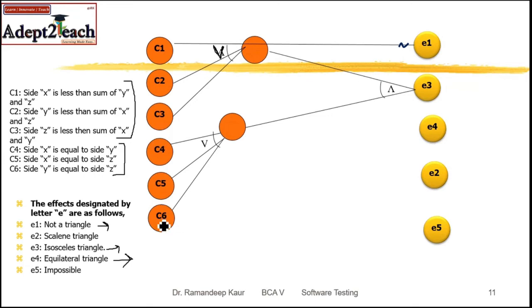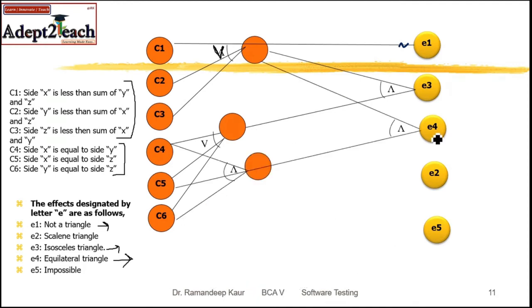All the three conditions should be true. So x should be equal to y, x should be equal to z, and y should be equal to z. When all these three conditions are true and the triangle also exists, then we will say it is an equilateral triangle. So again, I have marked it here like C4, C5, and C6.